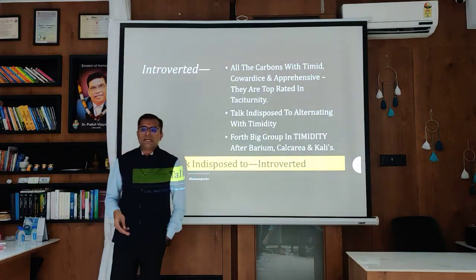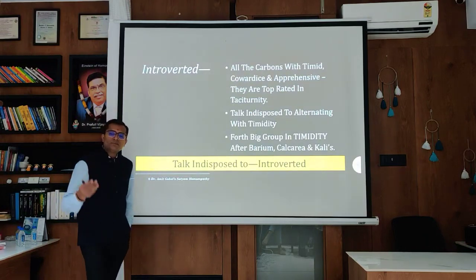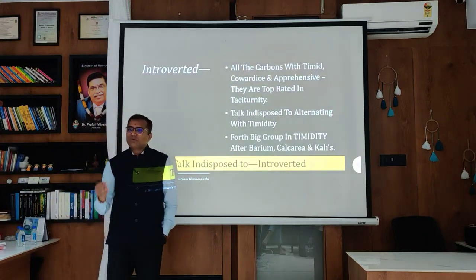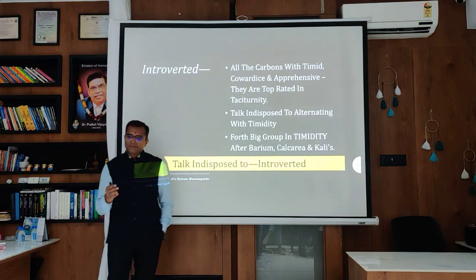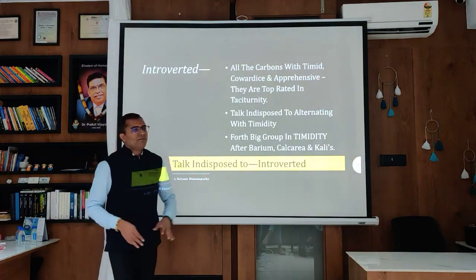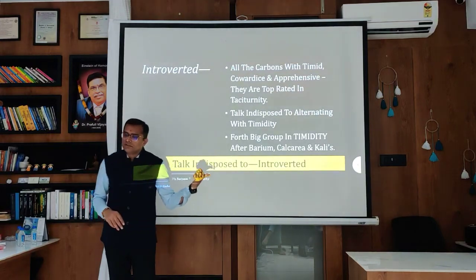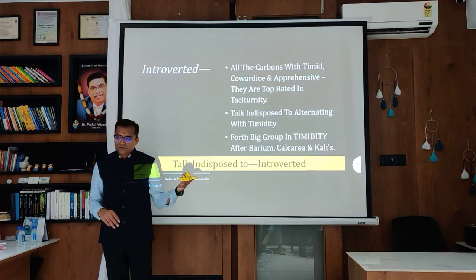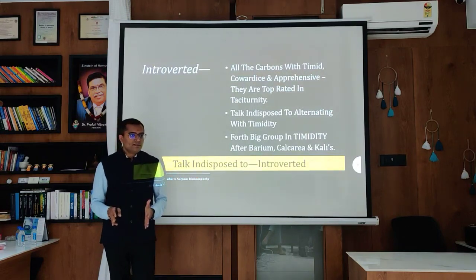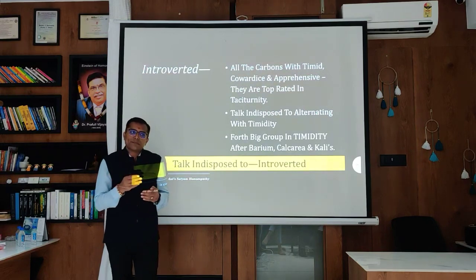So they are top rated in taciturnity. That means talk indisposed to, alternating with timidity. So when you think of timidity, we have a fourth big group: Baryta, Calcarea, Kali, and the fourth one is carbon. And it is introverted. So expression also goes into slowness, inexpressiveness.